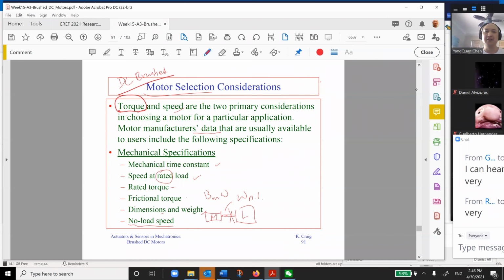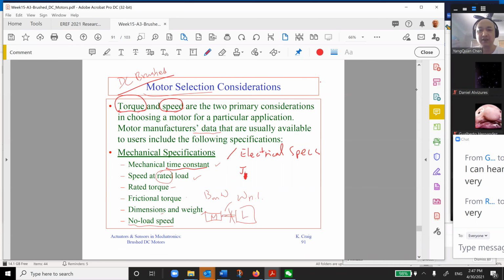So with that, there are two pieces of information you need from your application: torque and speed, okay? Then you go to the motor manufacturer's data available for these. There are two types: mechanical specs and electrical specs. We're going to see the next page. For the mechanical ones, you need to know the mechanical time constant. That is related to the moment of inertia, J1.